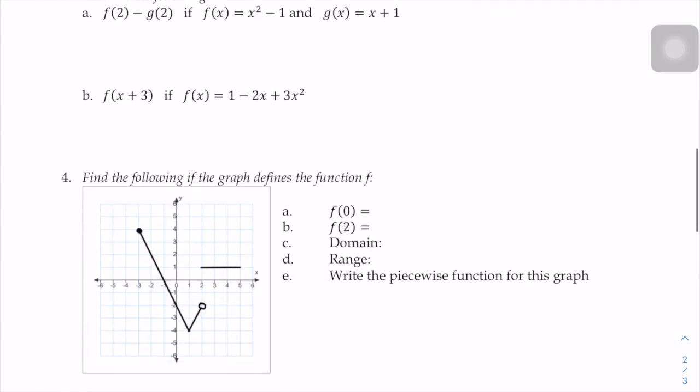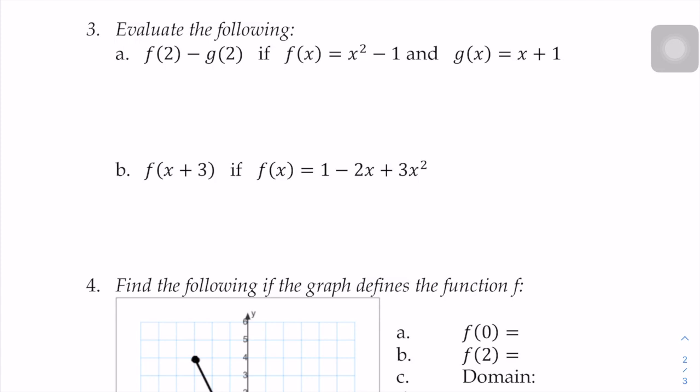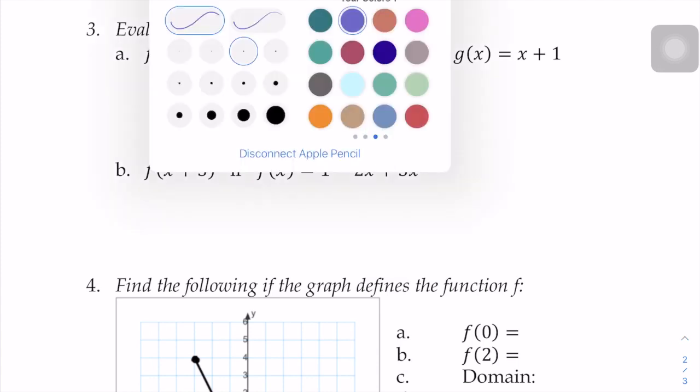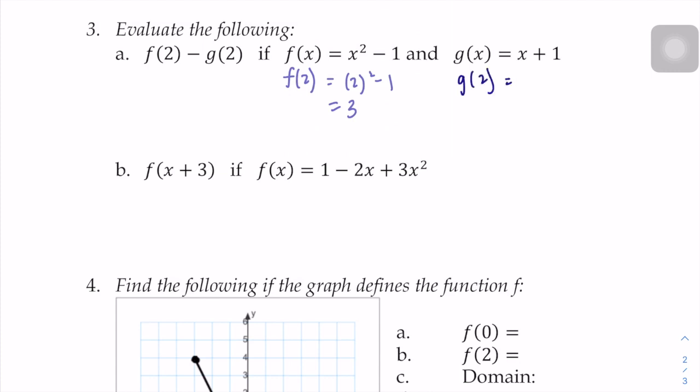Second page, number 3. If we're evaluating the following, f of 2, that just means I want you to plug in value of 2 for our f function minus g of 2. I'm going to plug in 2 for my g function, and then I'm going to do that operation of subtraction in between. So I'm going to go ahead and plug in separately. I'm going to do f of 2. That is 2 squared minus 1. 2 squared is 4 minus 1 is 3. My g function is going to be g of 2 as well. 2 plus 1 is also 3. So when I plug those back into this operation here, I've got 3 minus 3. Well, we know that's 0.